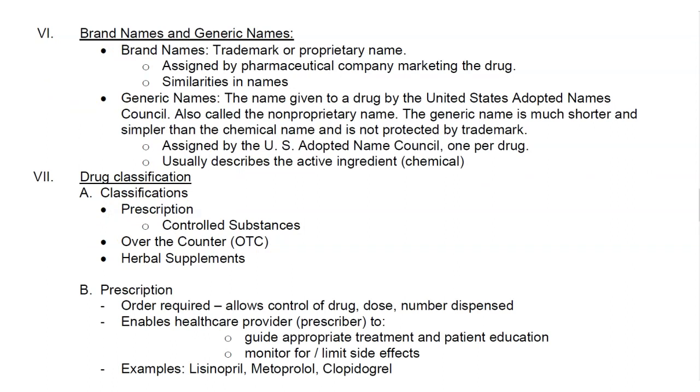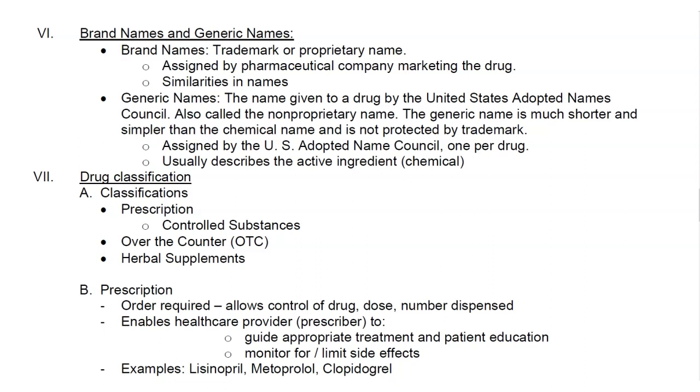Brand names and generic names. So brand names are basically the trademark or trade name or proprietary name of a drug. So these are assigned by the pharmaceutical companies marketing the drug. So usually they have similar names. They have names that are easy to remember and easier to pronounce compared to the generic names.